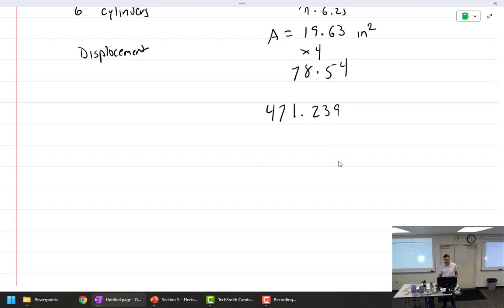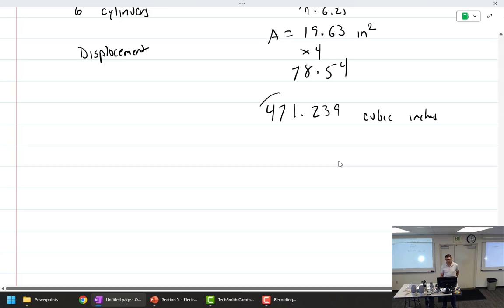239 what? Cubic inches. So this engine is basically a 400. It's 400 if you round, and an engine's always rounded to the nearest tenth. So it'd be 470 cubic inches when they made it. So that's a Continental O-470 engine.